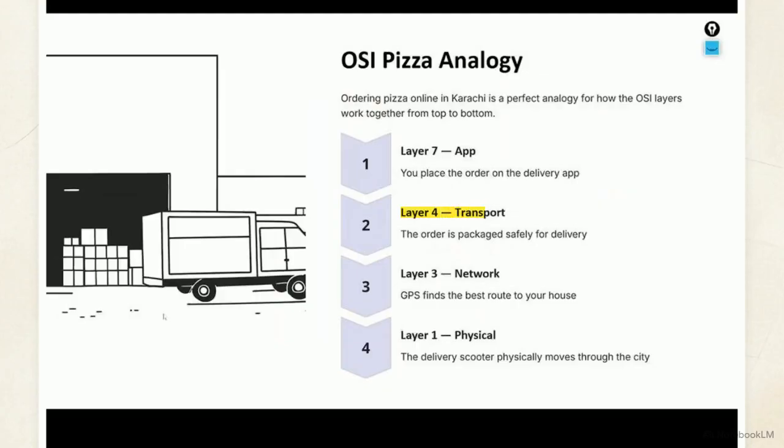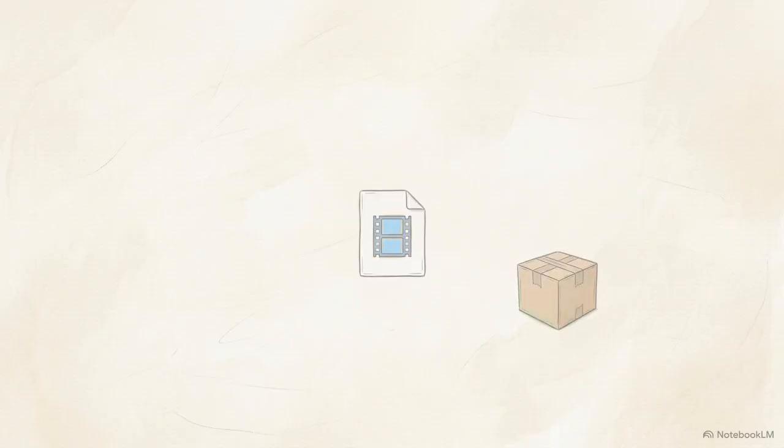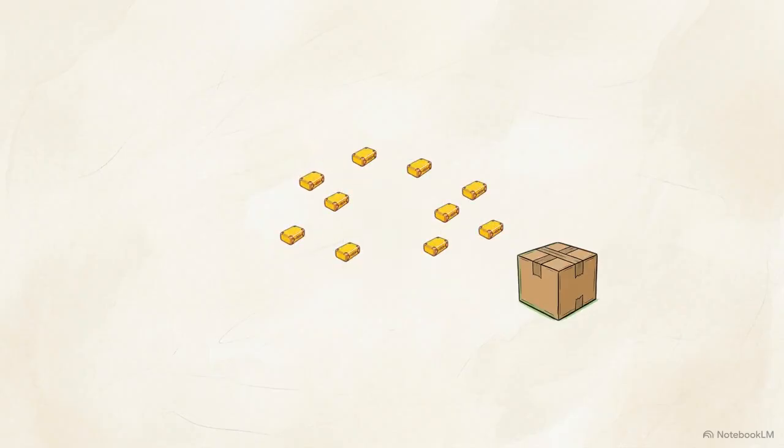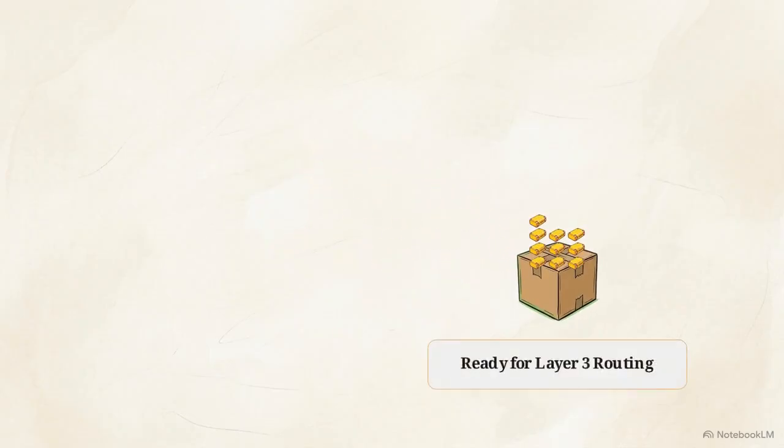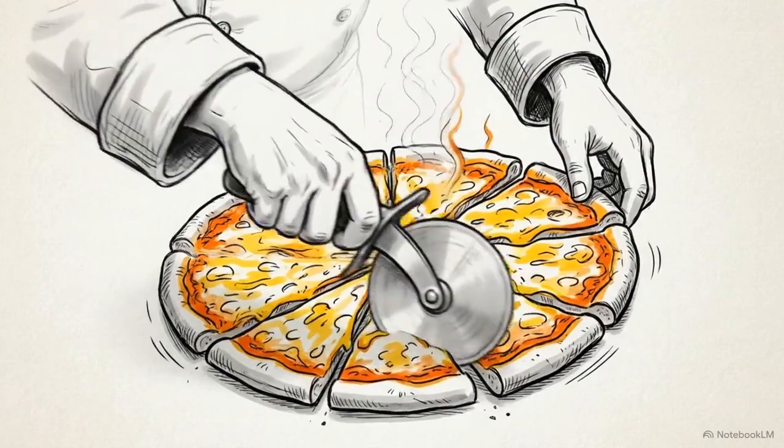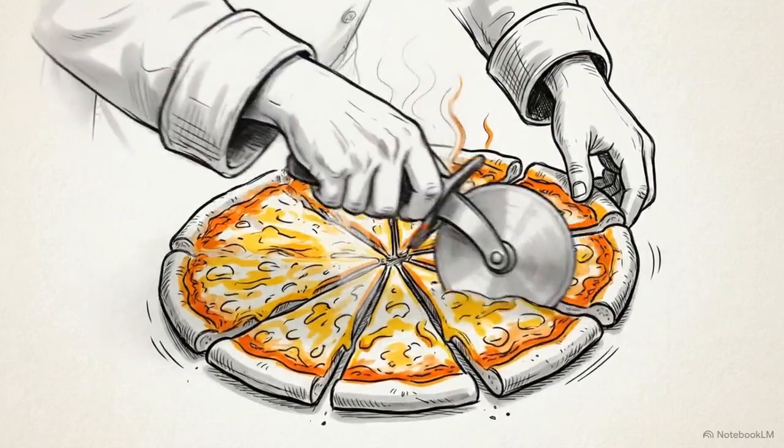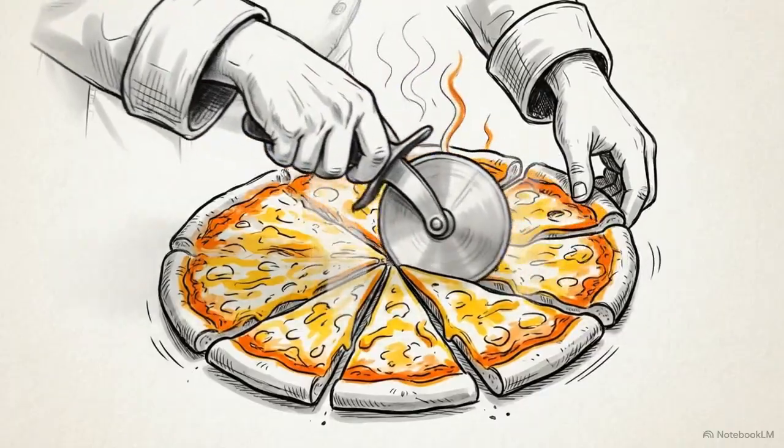Looking at this diagram, we move down to layer 4, the transport layer. You cannot send a giant video file across the internet all at once. It has to be chopped up into smaller chunks, called segments. Think of this exactly like cutting a whole pizza into individual slices so they fit safely into a delivery box.